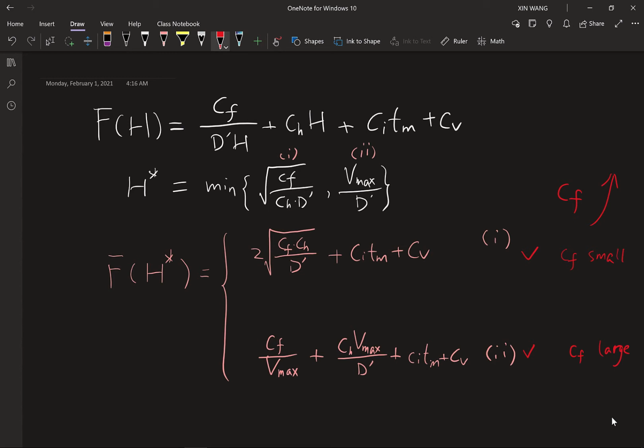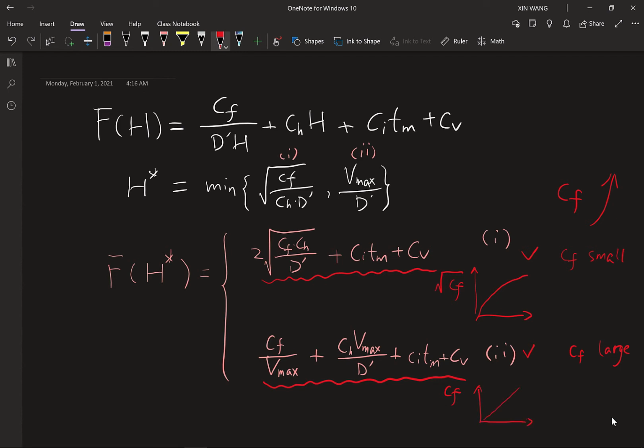And then from the analytical expression, we can observe that in the first case, as CF increases, we can expect that the total cost increases with a square root order. So the increasing trend should be this way. And if we observe the second case, when CF becomes very large, the order should be linear. So the increasing trend should be linear.